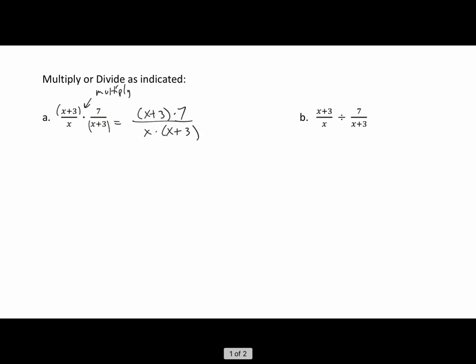And then, I could rearrange the factors here, where I could just divide x plus 3 between the numerator and denominator. And so that leaves me in the numerator 7 and in the denominator x, and that's our simplified product.